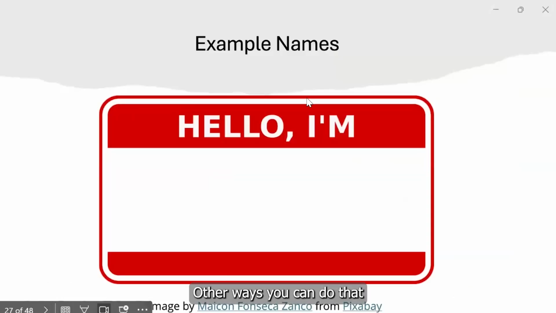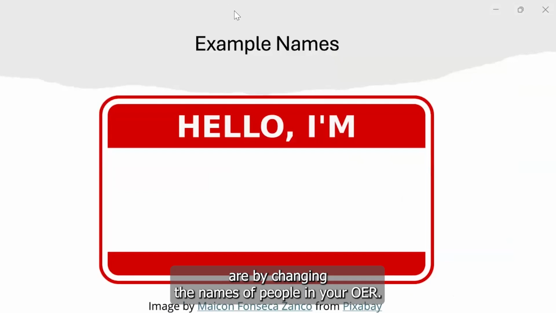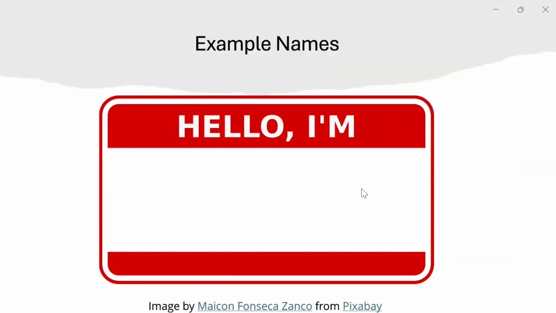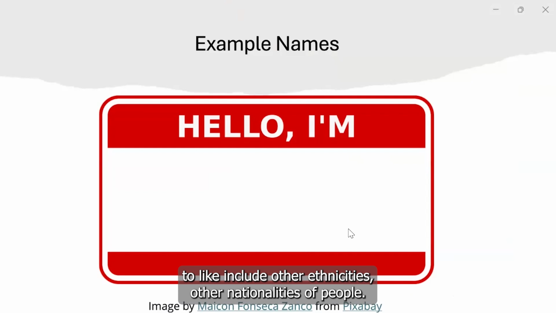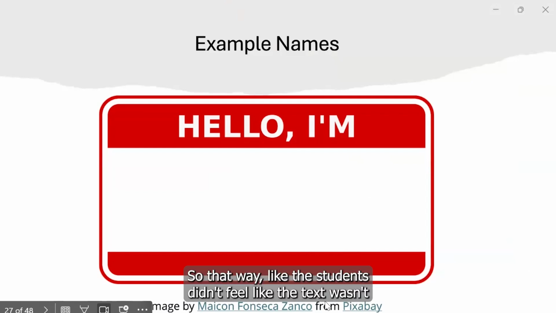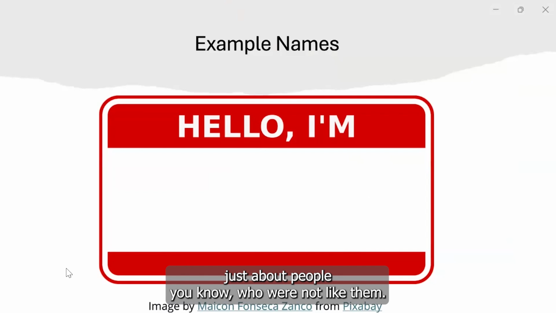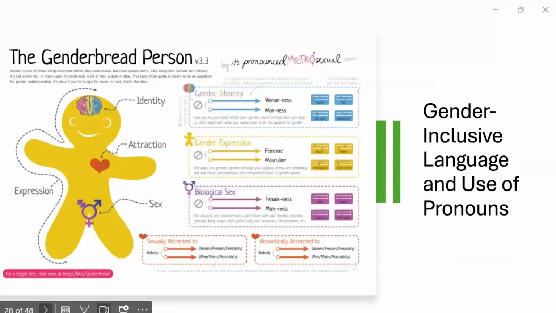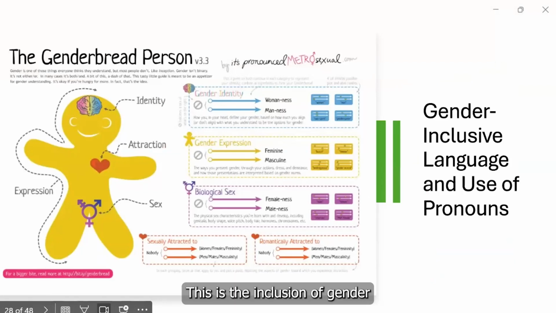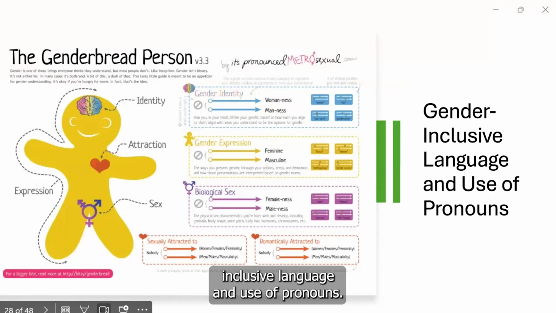Other ways you can do that are by changing the names of people in your OER. For example, with the English OER, we changed the names to include other ethnicities, other nationalities of people, so that the students didn't feel like the text was just about people who were not like them. And then within the audit framework, there is also the inclusion of gender inclusive language and use of pronouns.